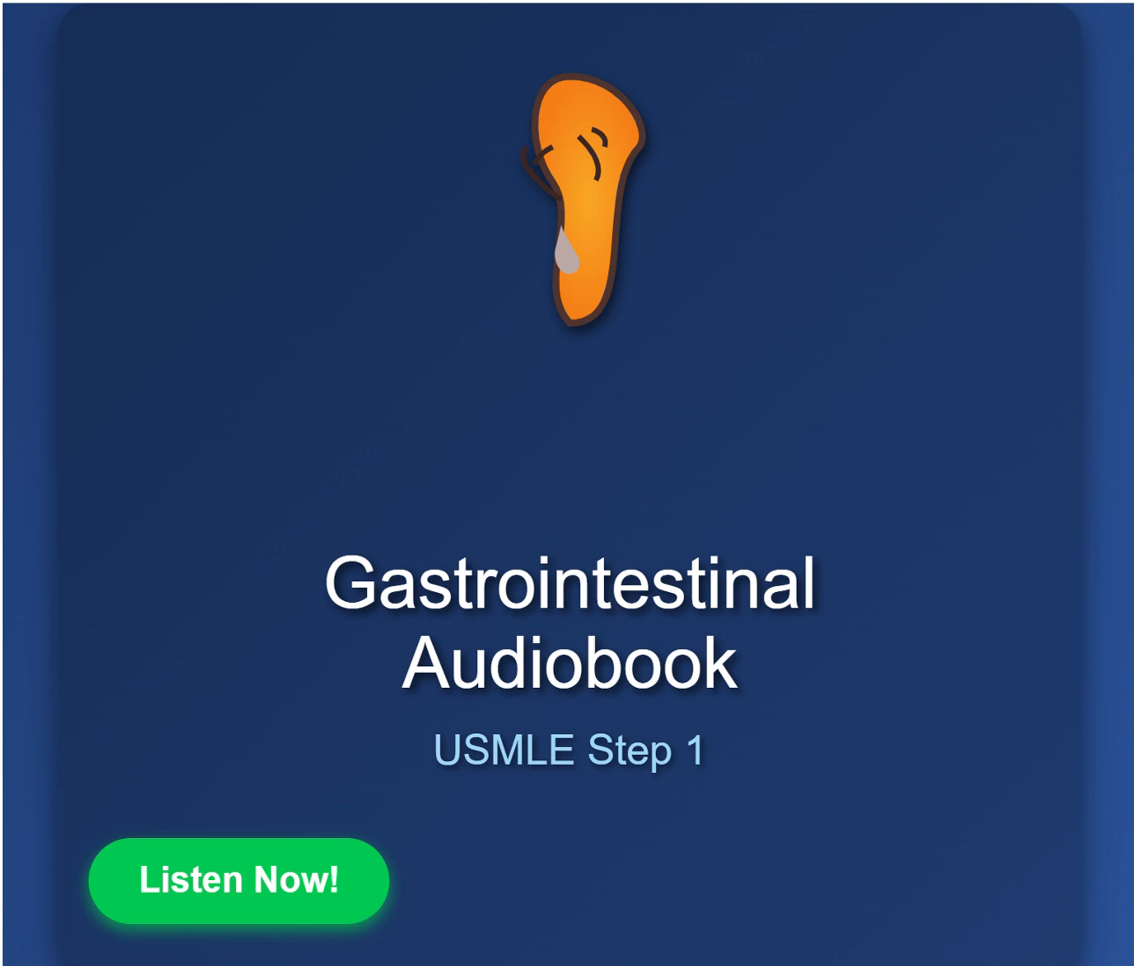Now let's talk about portosystemic anastomoses, which are crucial in understanding complications of portal hypertension. Normally, blood from the gastrointestinal tract drains into the portal venous system, which carries it to the liver for filtration before it enters the systemic venous system.